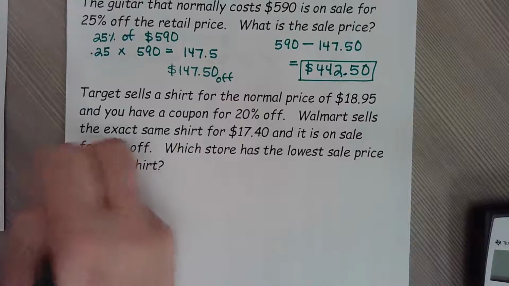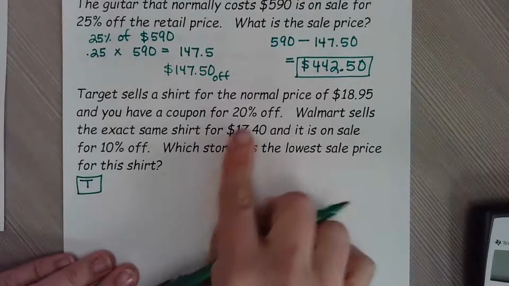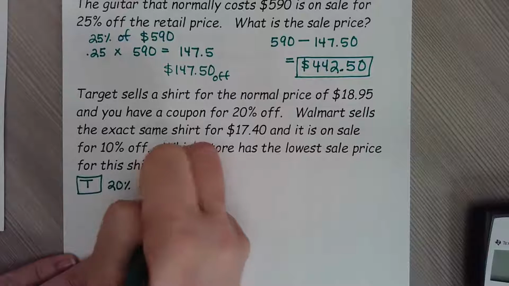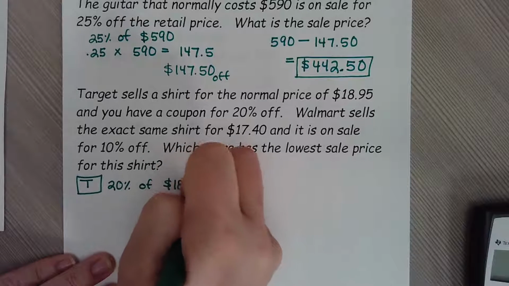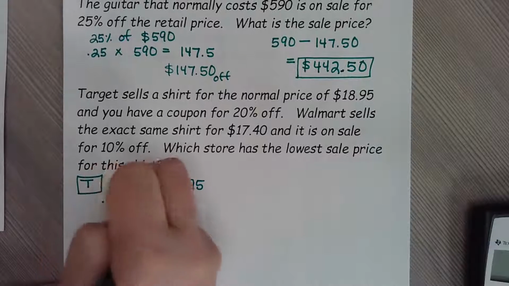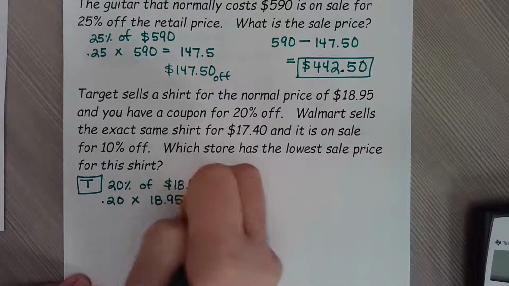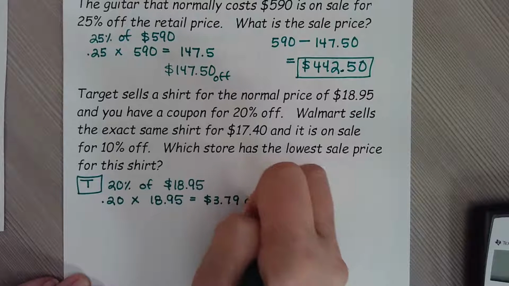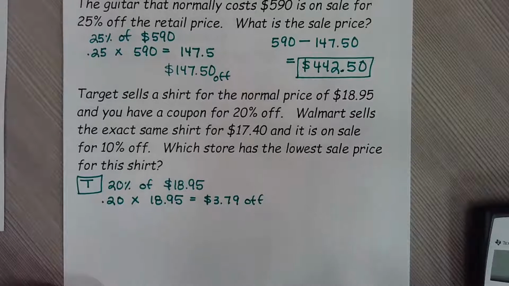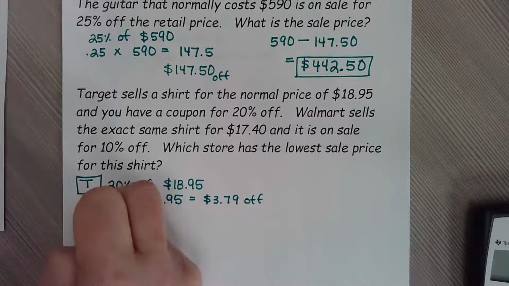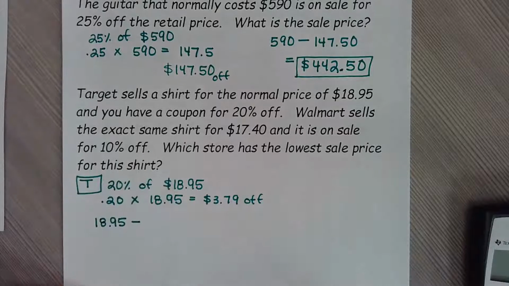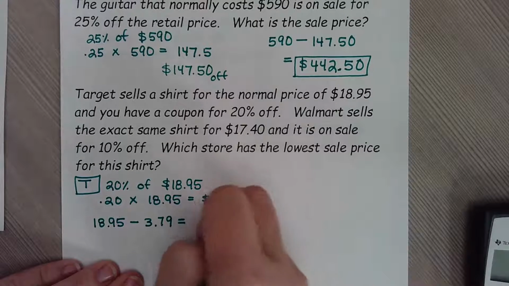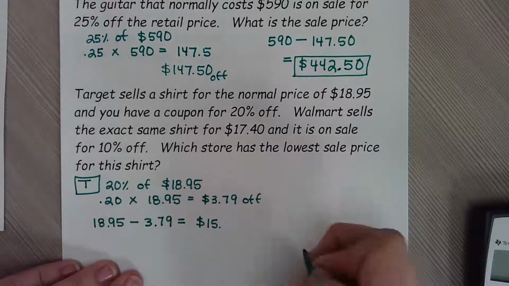So I'm going to put a T for Target. And for Target, we're doing 20% off $18.95. 20% of $18.95. So I'm going to do 0.20 times $18.95. And that gives me $3.79 off. Now, let's figure out what the sale price is. So if it started at $18.95, and I'm taking this off, I'm going to subtract $3.79. And now the price of the shirt is $15.16.